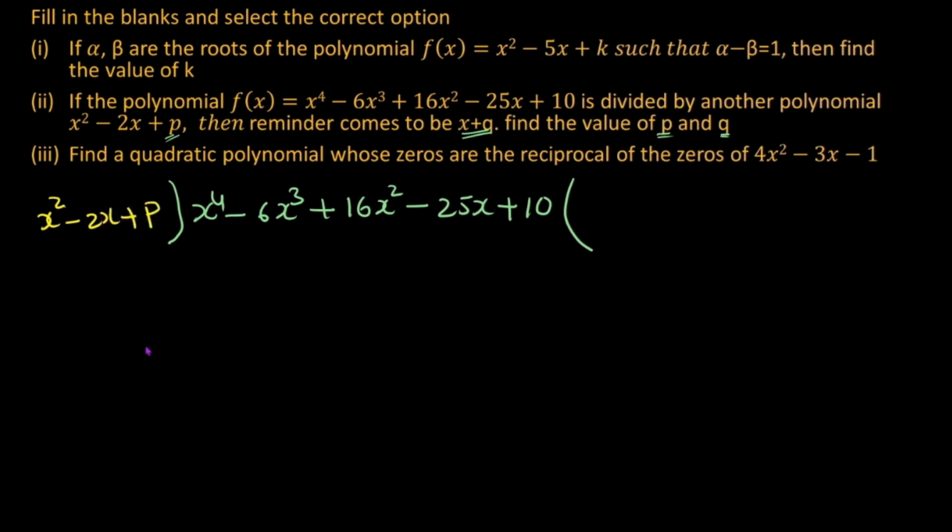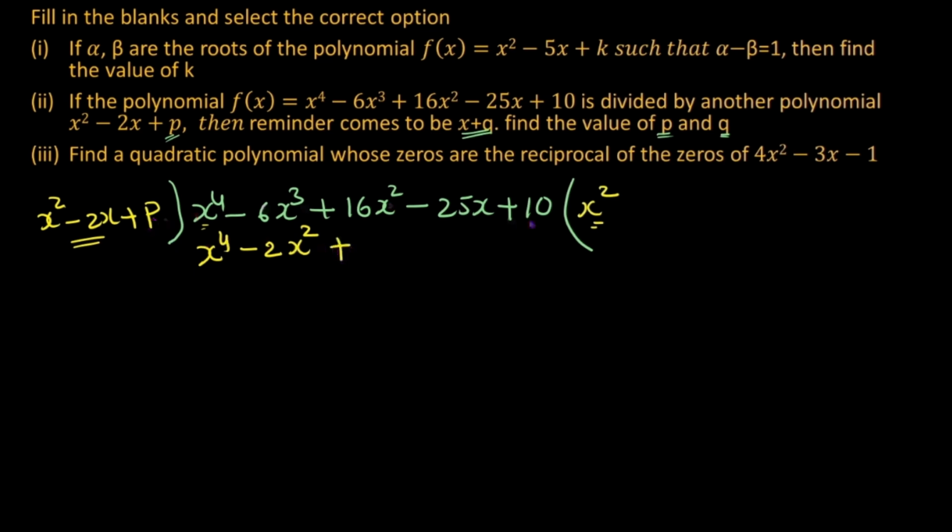Now we need to find the term that cancels the first term of this equation. If we multiply this divisor with x square, we'll get the x to the power of 4 term, so that the first term will get cancelled. That's why we do it with x square first. So if we multiply x square with the entire divisor, x square into x square is x to the power of 4, then minus 2x times x square is minus 2x cube, right?